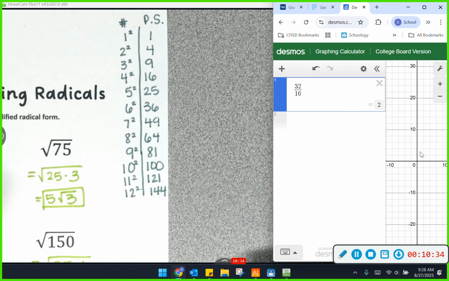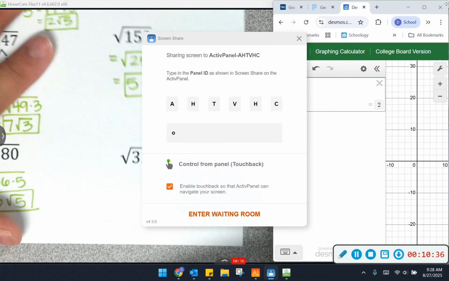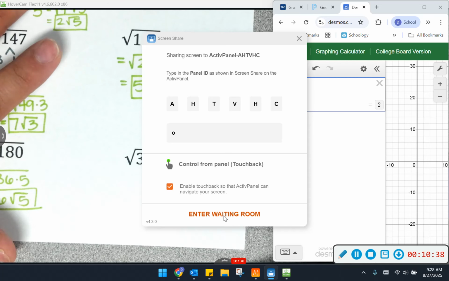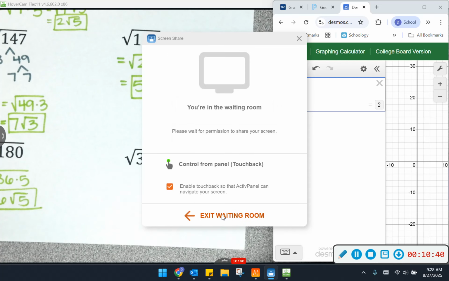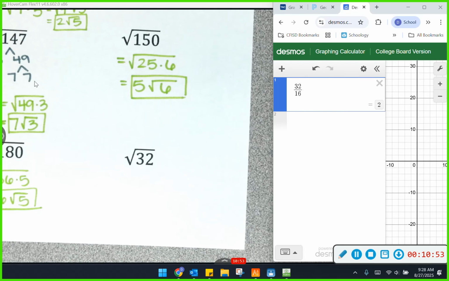So 32 divided by, I don't know what happened. You're sharing it. I don't know why it canceled. I might have clicked the button by accident.